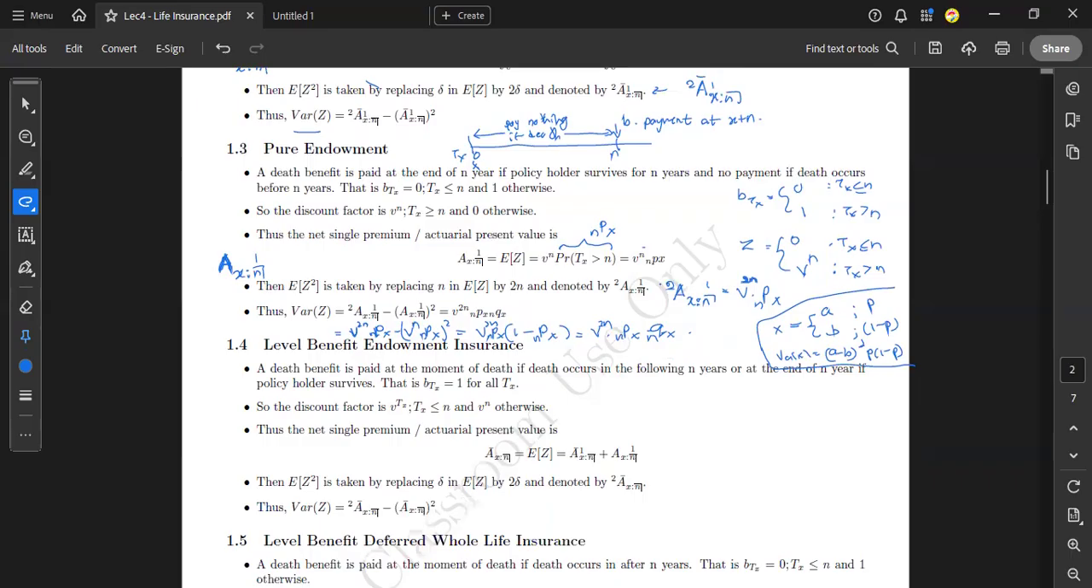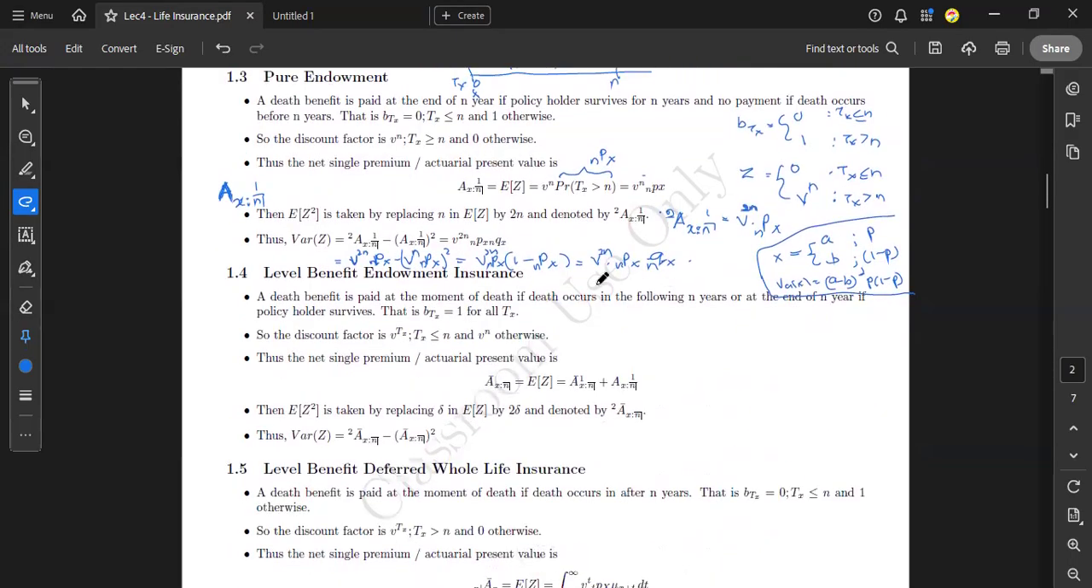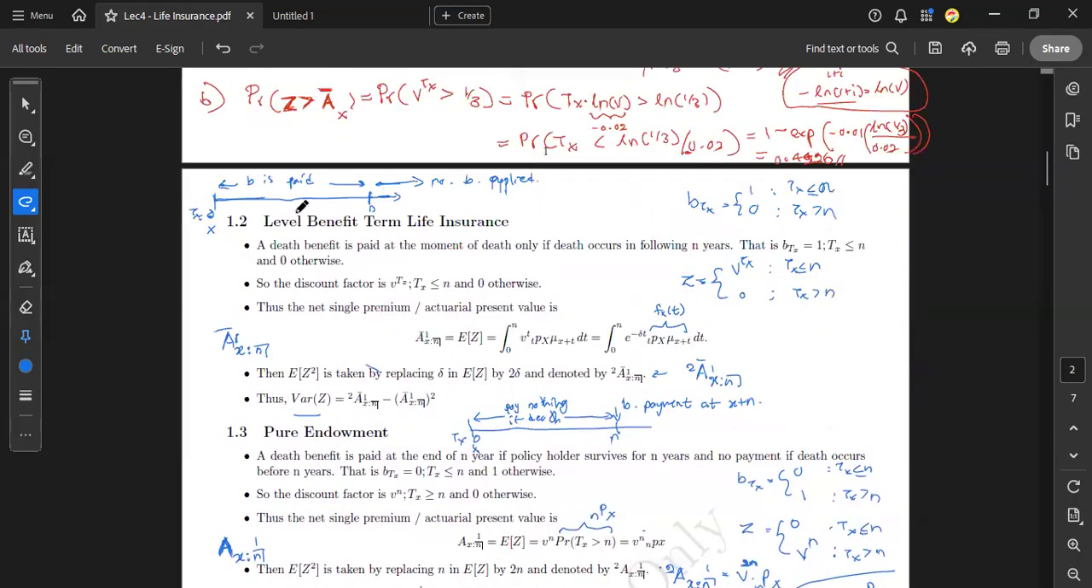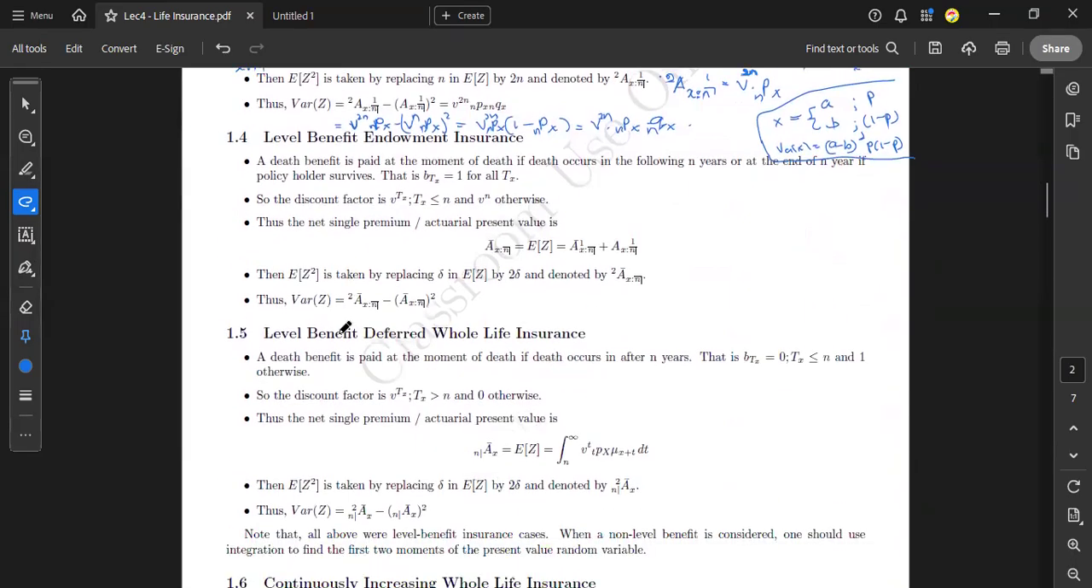And now you might think, so in the level benefit term life insurance, we have a benefit payment in between 0 and n. In the pure endowment, we have a benefit payment at the point of n. And there's no benefit payment in between 0 and n. So what if I join these two products together? Term life plus the pure endowment. And that product is called the endowment insurance.